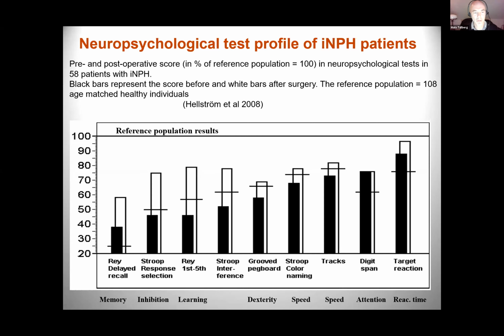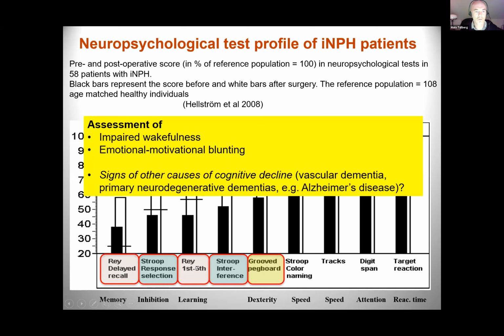And you can see that most of these scores improve after surgery, and they can also measure the symptoms that the patients show. And in our neuropsychology test battery, we use these 5 tests for assessing the INPH part of the cognitive function. We also assess, or the neuropsychologist assesses, mental functions, and also looks for other causes of cognitive decline with tests that can capture, for instance, Alzheimer's disease.